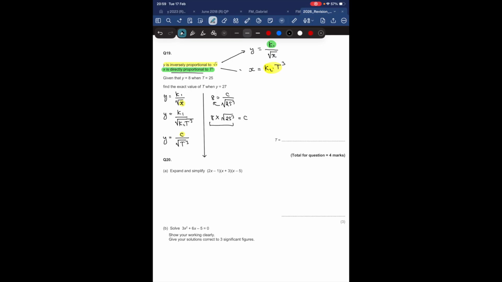If I type the left-hand side into the calculator, so in other words, if I work out this, I'm going to get 1,000. So immediately I can see that C is equal to 1,000. It's a good idea to double check this on your calculator just to make sure that when you type in 8 times the square root of 25 cubed, you do in fact get 1,000. Right, I'm going to draw another column line.